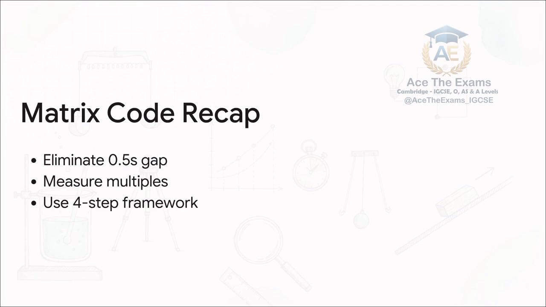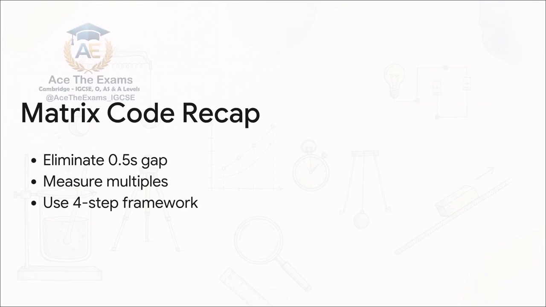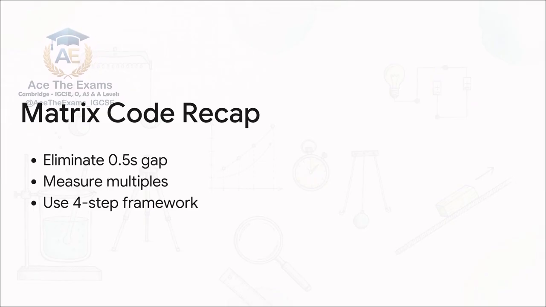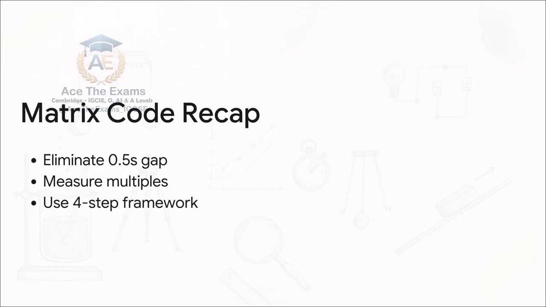Okay, let's do a quick recap of the core elements of this matrix code so we can totally insulate your exam answers from those common traps. First, always know how to eliminate that 0.5-second human reaction gap using the right tech. Second, whenever you are dealing with tiny distances or super fast times, measure multiples and divide to find the mean. And third, never, ever just write down the first thing that pops into your head. Always structure your answers using our 4-step framework: concept, evidence, reasoning, and examiner wording.